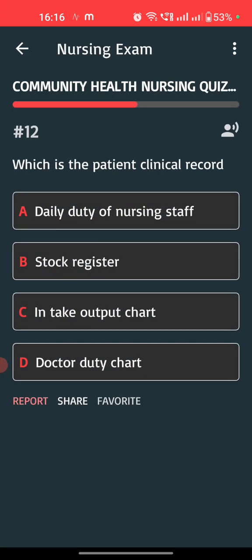Which is the patient clinical record? A. Daily duty of nursing staff. B. Stock register. C. Intake output chart. D. Doctor duty chart. Correct answer.